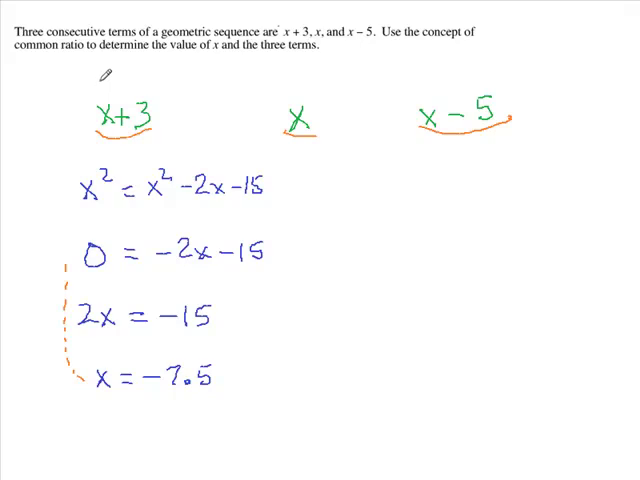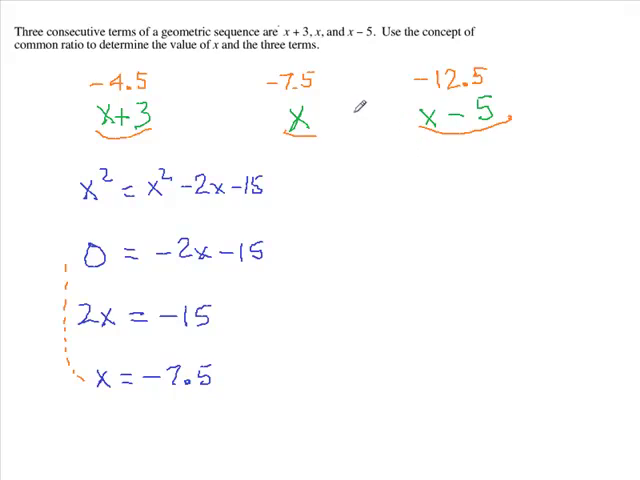So this first term would be negative 7.5 plus 3. And this next number would be negative 7.5. And this last number would be negative 7.5 minus 5, which is negative 12.5. I can't eyeball that. I'm going to have to check.